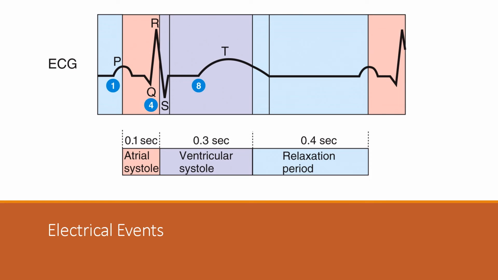So during our atrial systole, the atria are contracting, and at the same time, the ventricles are relaxed. So at number 1 here, we have depolarization of the SA node causes atrial depolarization. So remember, we get atrial depolarization that begins the P wave in the ECG. So we get depolarization of the atria starting right here, but the contraction of the atria doesn't start until here, where we get the beginning of atrial systole.